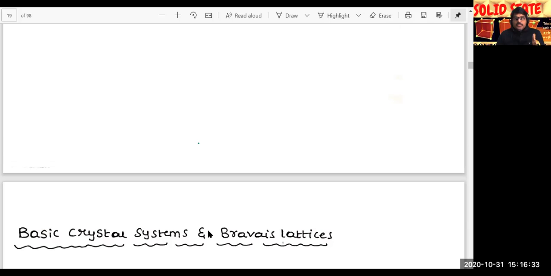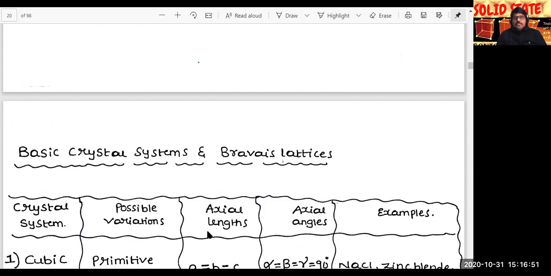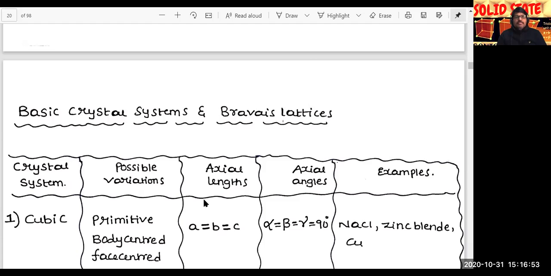So each basic crystal system, based on the type of unit cells present in it, is further classified. Altogether, finally, we are getting 14, and all those 14 lattices are called Bravais lattices. And here, particularly for mains examination, this table is very, very important.